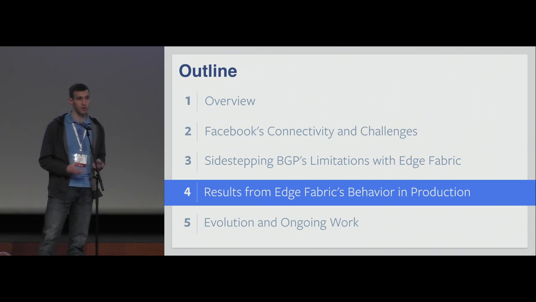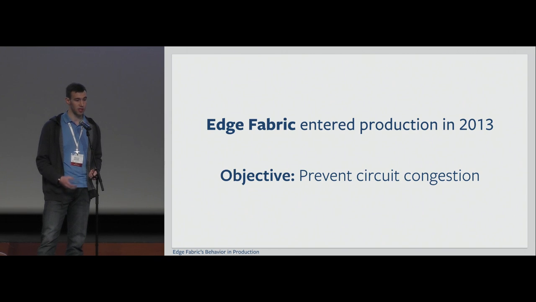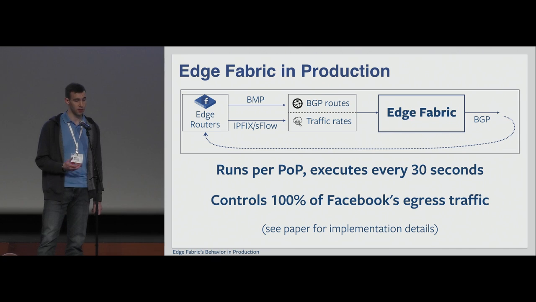So let's take a look at how Edge Fabric behaves in production, and in particular, criteria that we use to evaluate its performance. Edge Fabric entered production in 2013 with the primary objective of preventing circuit congestion that we were seeing on peering circuits at that time. It runs per POP, and it executes every 30 seconds, meaning it takes in both route information and current traffic information, and then determines, based on its decision process, where traffic should go, and then injects routes via BGP. It controls 100% of Facebook's global egress traffic.